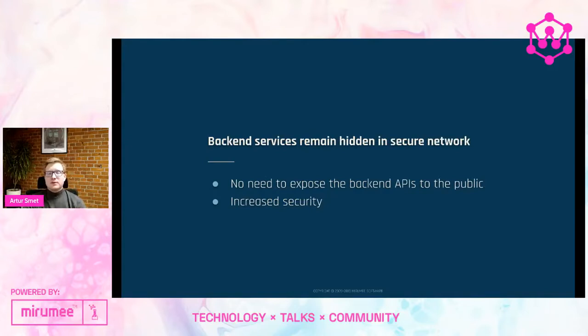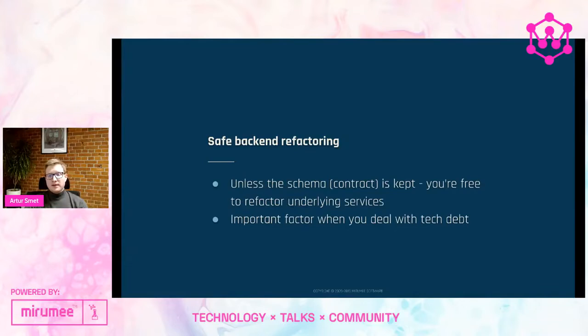Additionally, all the backend services can remain hidden in the secure network. They don't even need to be exposed because the GraphQL facade is the only key point that is exposed, and that obviously increases the security. Moreover, the backend APIs can be easily refactored because as long as we keep the contract stable, so we don't mess with the schema, we can safely refactor the services, move the data around, merge them, or even create new ones, because the front-end applications don't care where the data is stored. The products could live in the product service, in Elasticsearch, or anywhere you want. It doesn't matter.